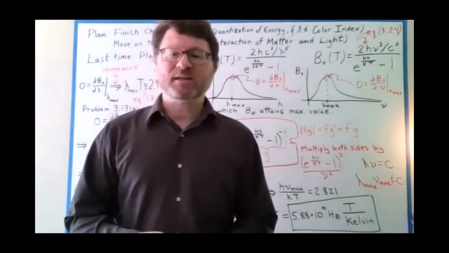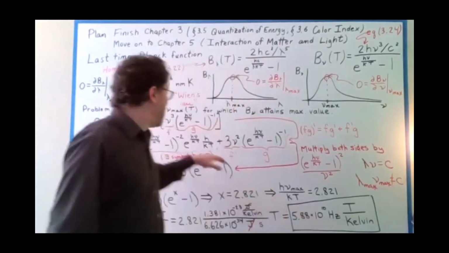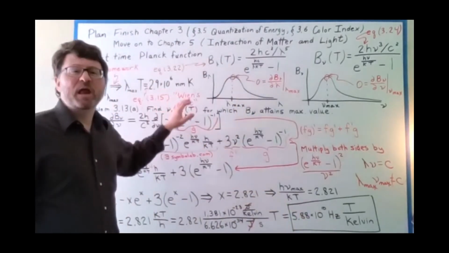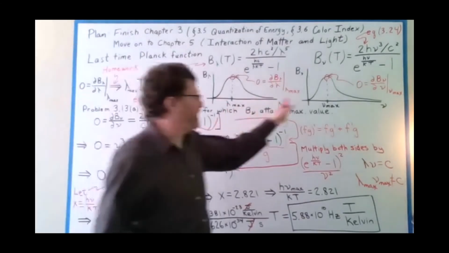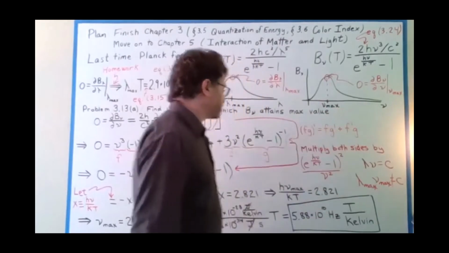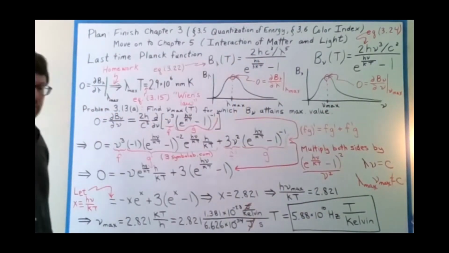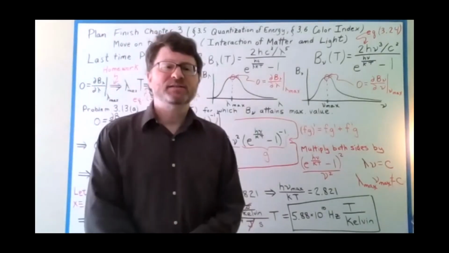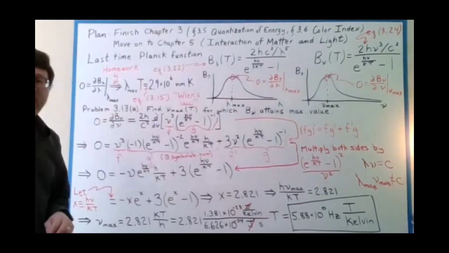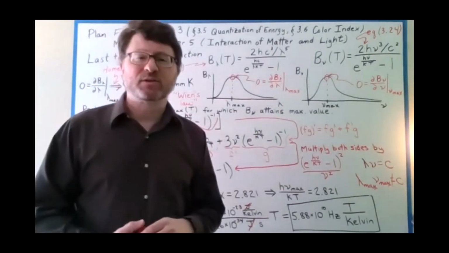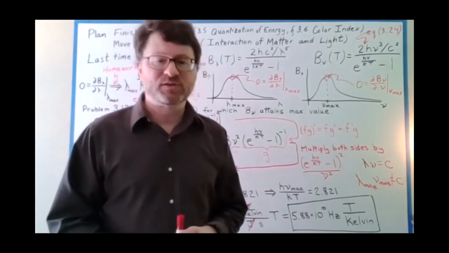The mathematics that we went through here, we really have to do. If all we knew were Wien's law, that would not be enough to tell us where this function peaks. All right, so that is it for that example problem, 3.13a. Hopefully you can refer back to those steps as you're working through your homework problem where you're deriving Wien's law.